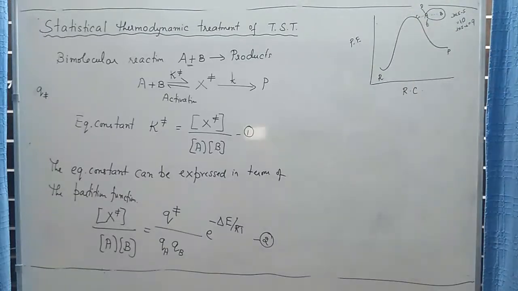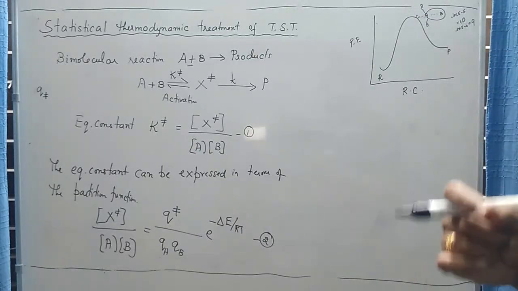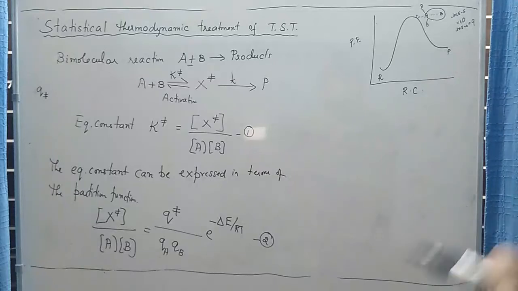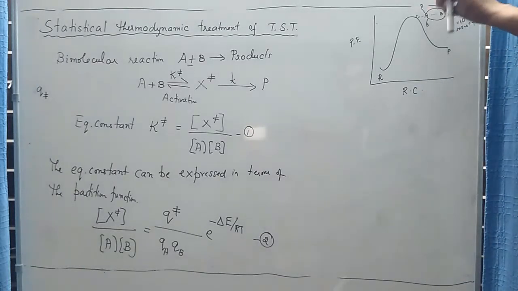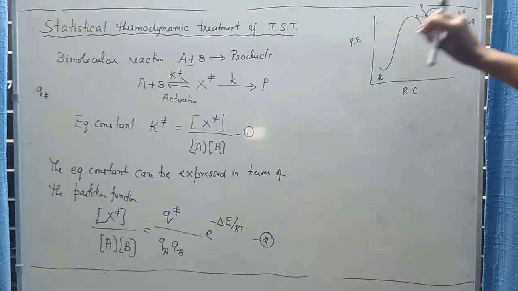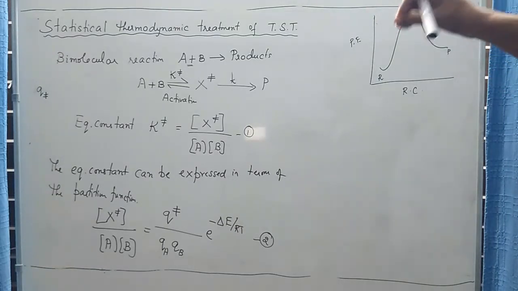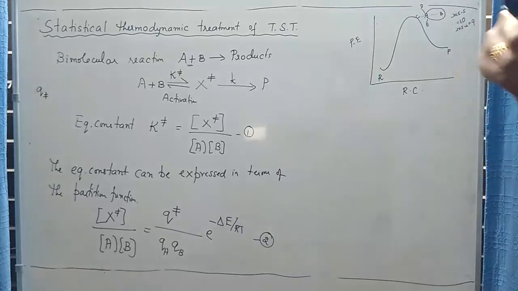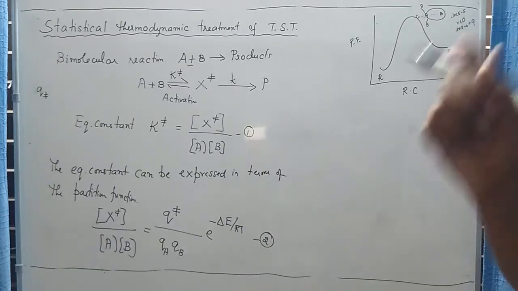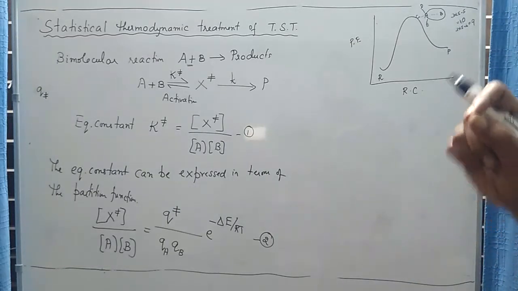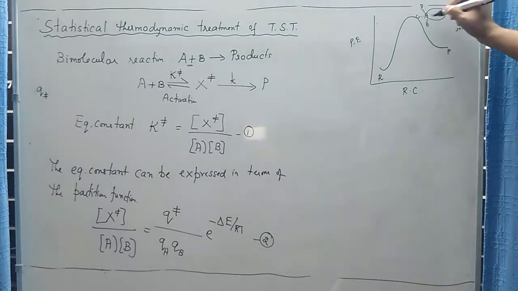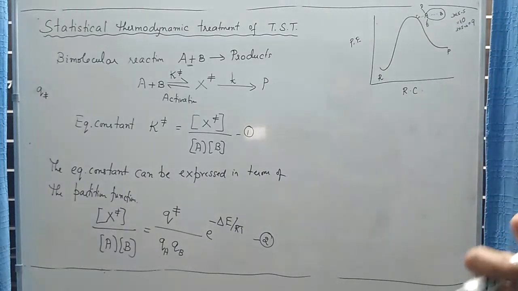Now according to one of the postulates of transition state theory, it is possible to separate the degree of freedom corresponding to this particular vibration from the total vibrational degrees of freedom. This is one of the assumptions of transition state theory. I repeat, according to transition state theory, it is possible to separate that one particular vibrational degree of freedom corresponding to this loose vibration in the activated complex from the overall vibrational degrees of freedom.